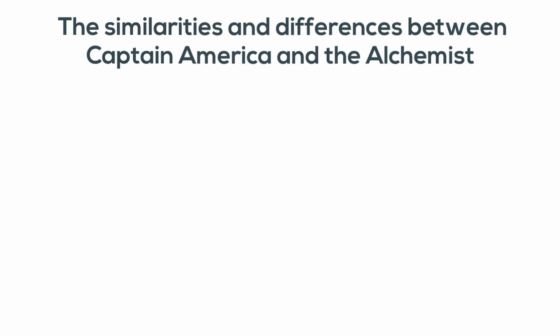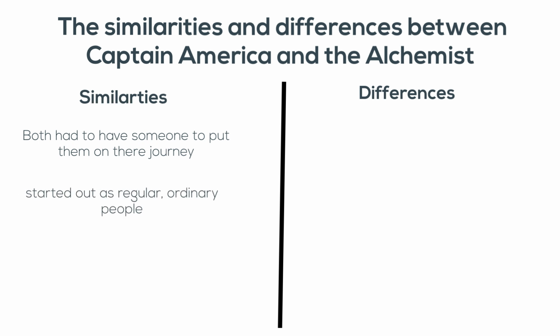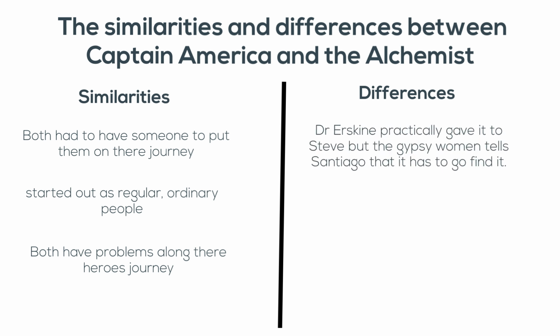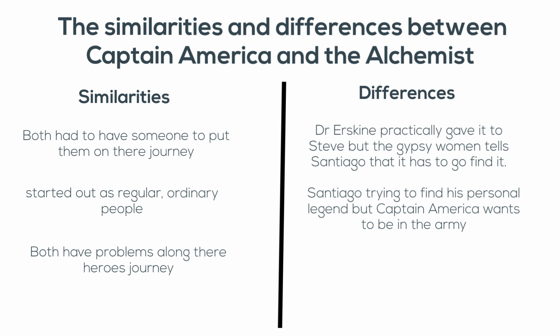The similarities and differences between Captain America and The Alchemist. The similarities between Captain America and The Alchemist were that both characters had to have someone to put them on their journey. They both started out as regular, ordinary people, and both had problems along their hero's journey. The differences were that Dr. Erskine practically gave Steve his powers, but the gypsy woman told Santiago that he has to go find his personal legend. Santiago was trying to find his personal legend, but Captain America wanted to be in the army, and they both had very different problems along their hero's journey.